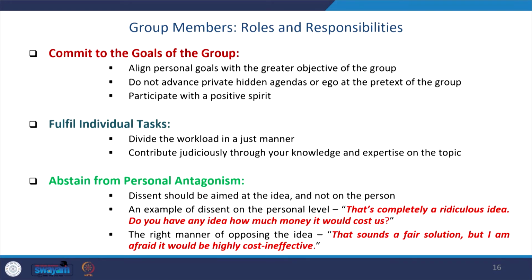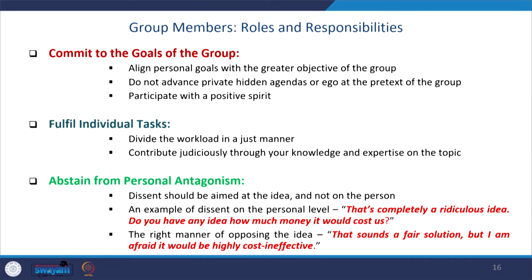Then one thing is very important, please try to refrain from personal antagonism. For example, sometimes there may be conditions of dissent, and a person can become so furious that they may say, that is completely a ridiculous idea. Do you have any idea how much money it would cost us? Even if you are trying to oppose the idea, it is always better to show politeness in your behavior. Even if you are disagreeing, you can always say, that sounds a fair solution, but I am afraid it would be highly cost ineffective, isn't it? Now see, the same thing has been said, but in a different manner.